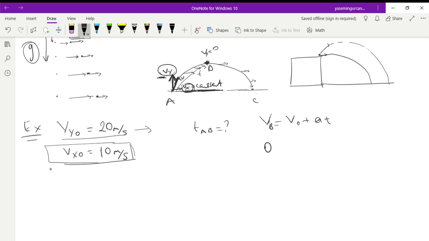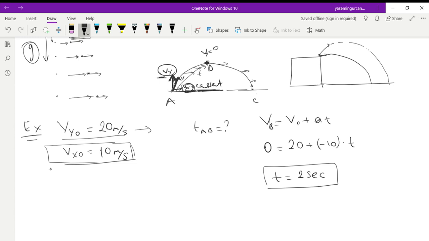And this is the initial, which you were given as upward 20, so because it's positive, plus minus 10, I'm going to use 10 meter per second squared for g, times t. So you need to solve for t, right? So t is going to be then 2 seconds. So your time of flight up to the top position is 2 seconds.